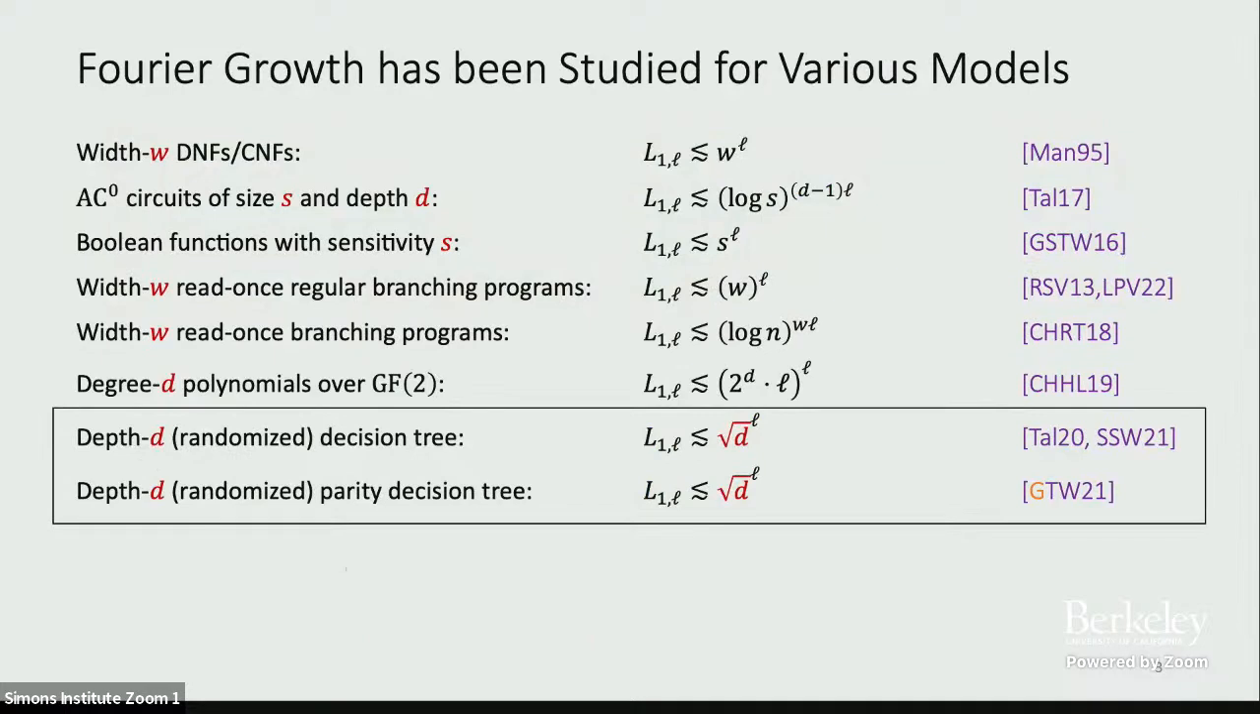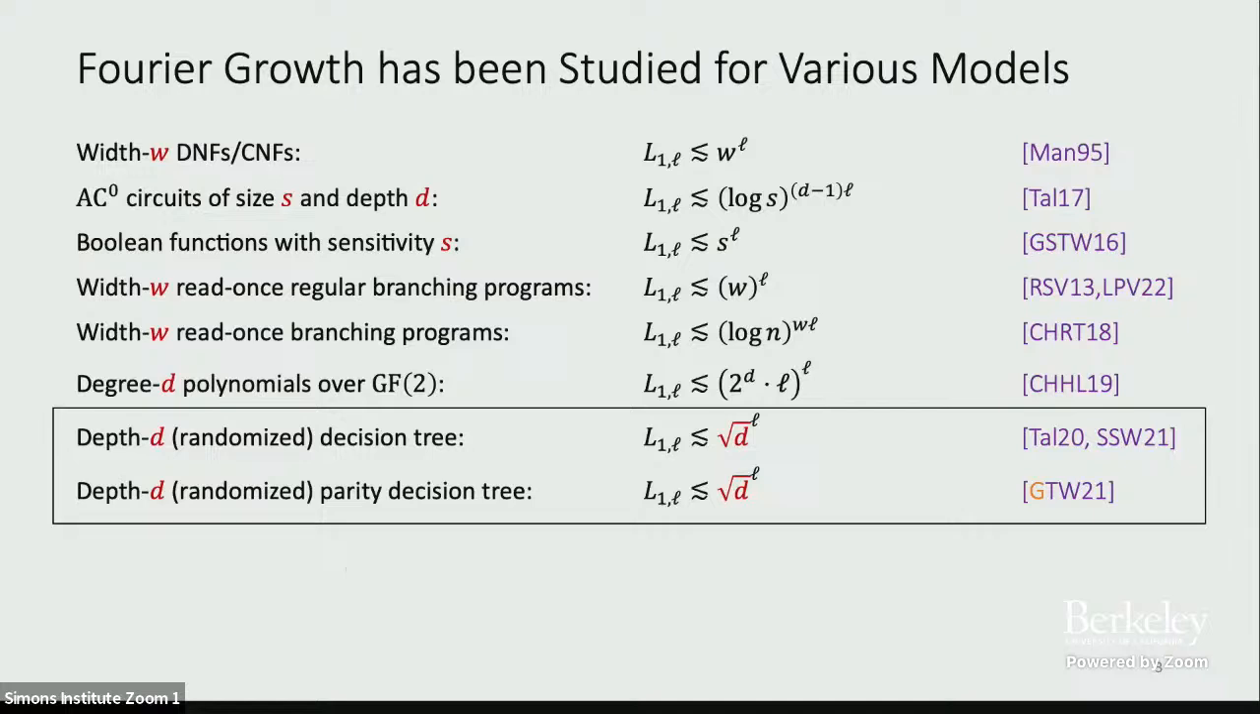And Fourier growth has been studied for a large number of models, which I've described in this slide. Two models that we will be interested in and we'll revisit in this talk are parity decision trees and decision trees. For this model, we have optimal Fourier growth bounds.